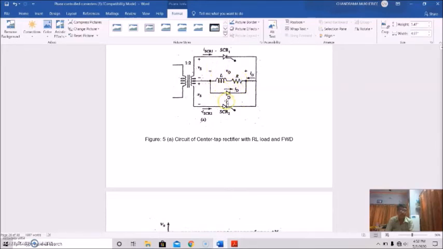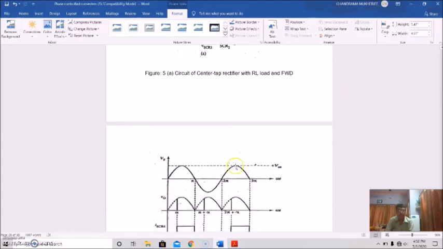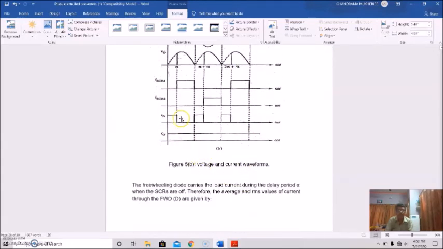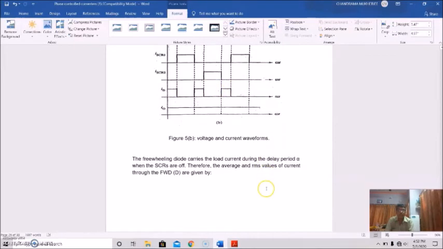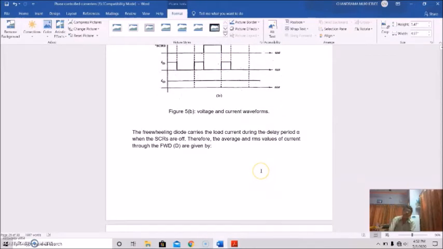So this diode will be forward biased, and it will conduct the current through this, and as a result the output voltage will be clamped at 0 voltage. Okay, see, this is the diode current. Clear? So the freewheeling diode actually carries the load current during the delay period, that is alpha, when the SCRs are off.